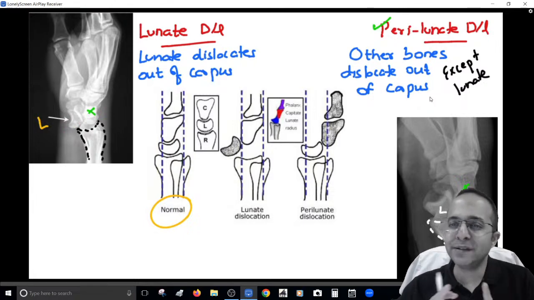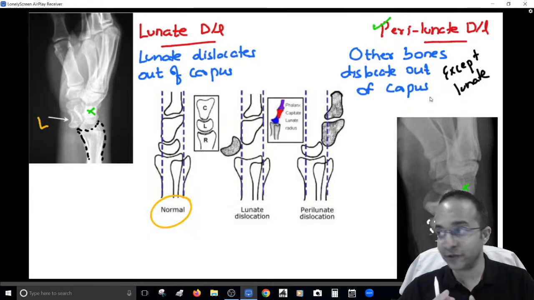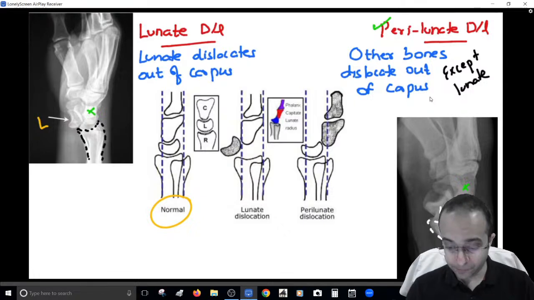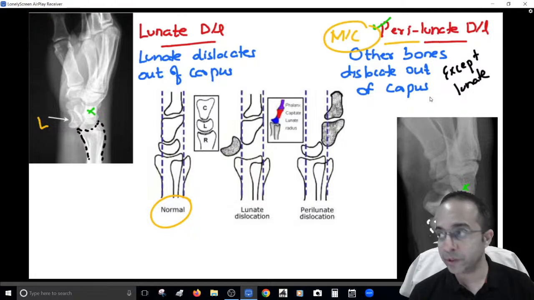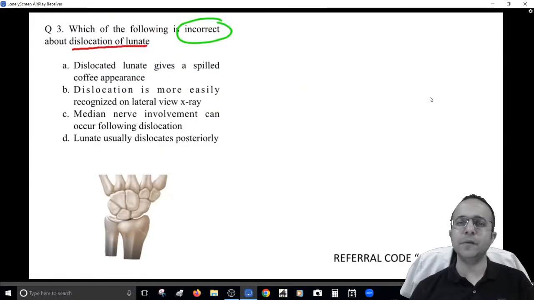So are you guys clear with the two category of dislocations? And you'll be able to pick them up from the x-rays, especially the perilunate dislocation, because little more common out of the two tends to be the perilunate dislocation. Now, if you are clear with this picture, solving this question will be very easy.